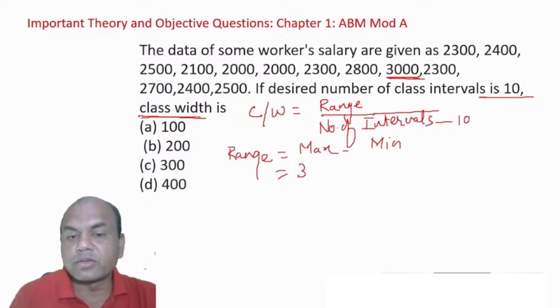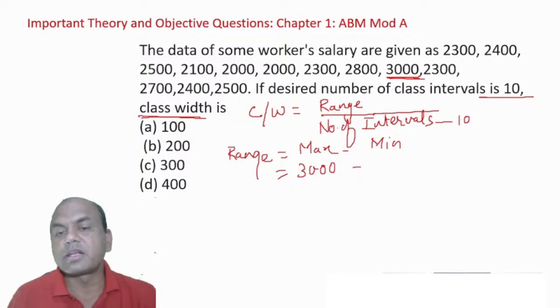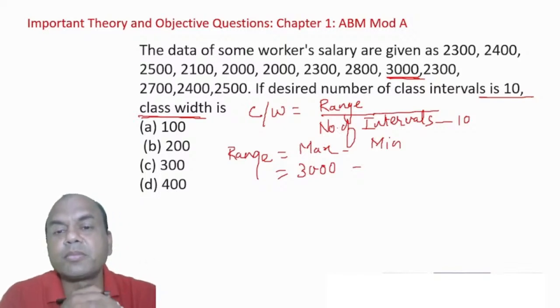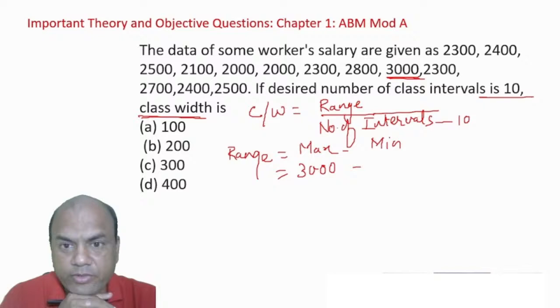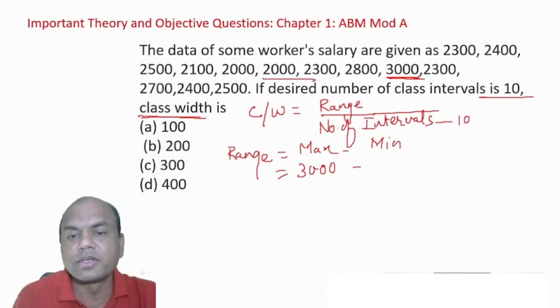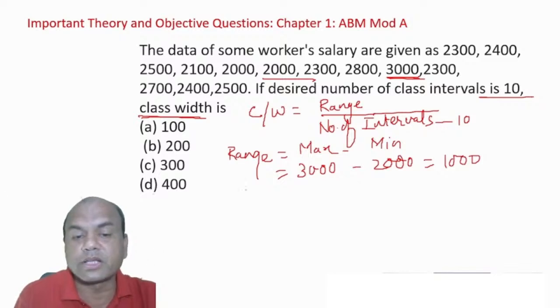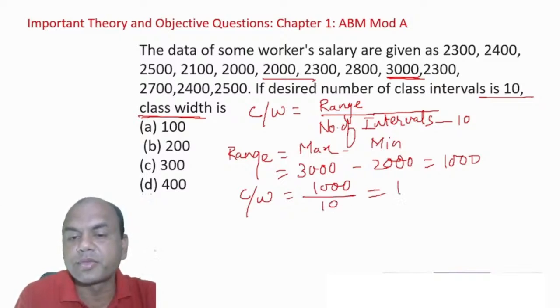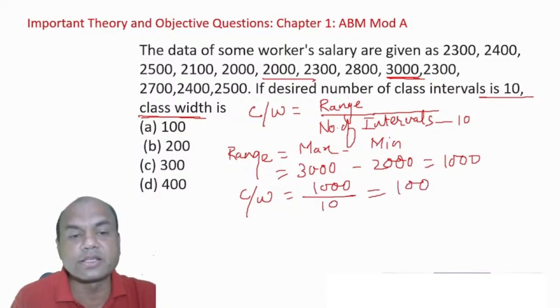So 3000. What is the minimum number then? Type in the comment section, everyone. Which is the minimum number? Minimum number is 2000, correct? This is the lowest number. So range is 3000 minus 2000, so 1000. So what is my class width now? Class width equals 1000 upon 10, which is equal to 100. So this is my answer. Class width is 100.